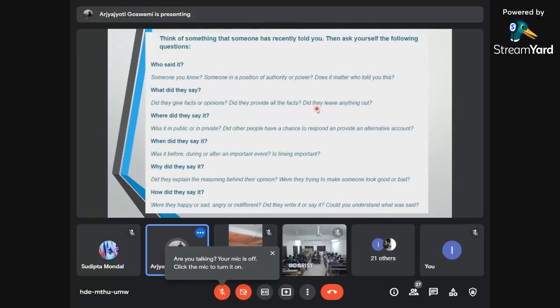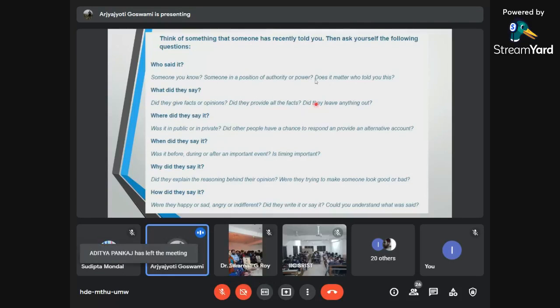You try to ask these questions to that particular information. Who has given you that information? Was that a fact or was it an opinion? Was it said in public or private? When was it said? Why did they say it? How did they give that information? So these are good indicators whether the information is reliable or not.